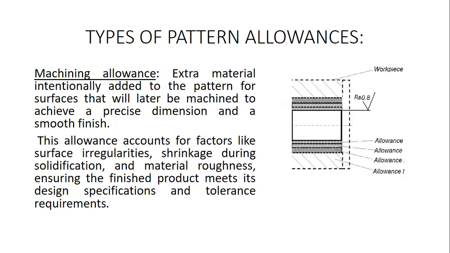Next one is machining allowance. Here extra material is added to the pattern so that the surface can be machined or removed later in order to achieve the precise dimension with a smooth surface finish. The main objective of this allowance is to remove the surface irregularities and surface roughness due to the metal shrinkage in the solidification process.